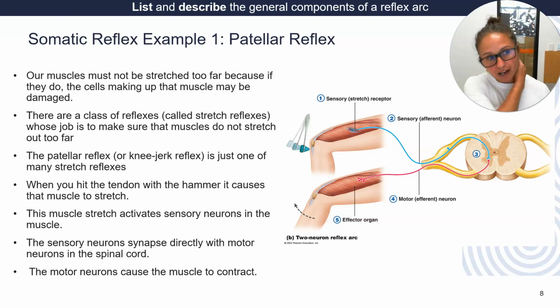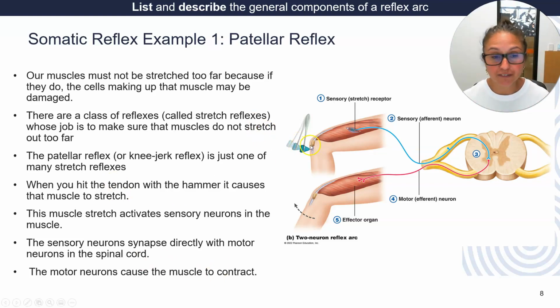Now, the best way to learn about reflexes is to look at some different examples. So we're going to have a look at 3 different examples. This particular reflex is a type of stretch reflex, and the whole point of this reflex is to make sure that your muscle doesn't stretch out too far, okay? Because if your muscle stretches out too far, eventually you're going to break cells, and that's not good. So your body is trying to protect you, okay? Your reflexes are trying to protect your anatomy, your organs, okay?